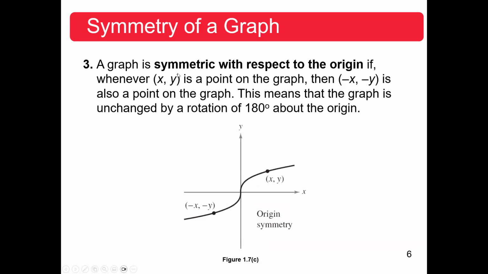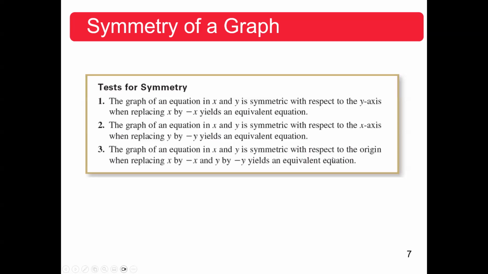Also, a graph is symmetric with respect to the origin if whenever (x, y) is a point on the graph, then (-x, -y) is also a point on the graph. This means that the graph is unchanged by a rotation of 180 degrees about the origin. We can see on the graph that it is symmetric with respect to the origin. To the left we have (-x, -y), and above on the right we have (x, y).